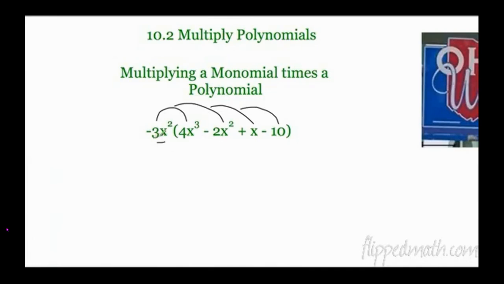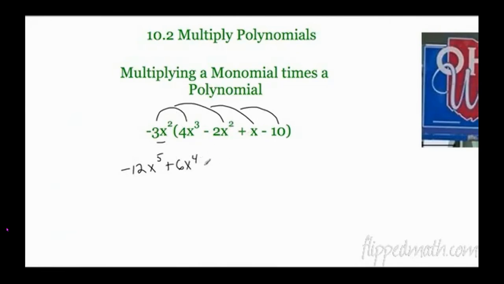So when I multiply negative 3x squared times 4x to the third, I have to multiply negative 3 times 4. That's negative 12. Then I have to multiply x squared times x to the third. Remember my exponent rule, when I am multiplying, I add the exponents. So that's x to the fifth. Negative 3 times negative 2 is a positive 6. X to the second times x to the second, 2 plus 2, is x to the fourth.